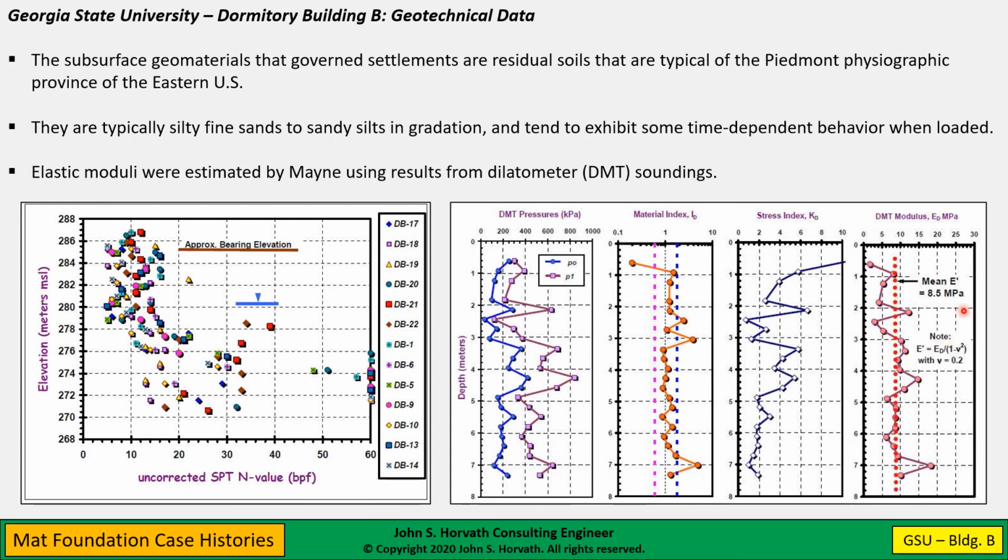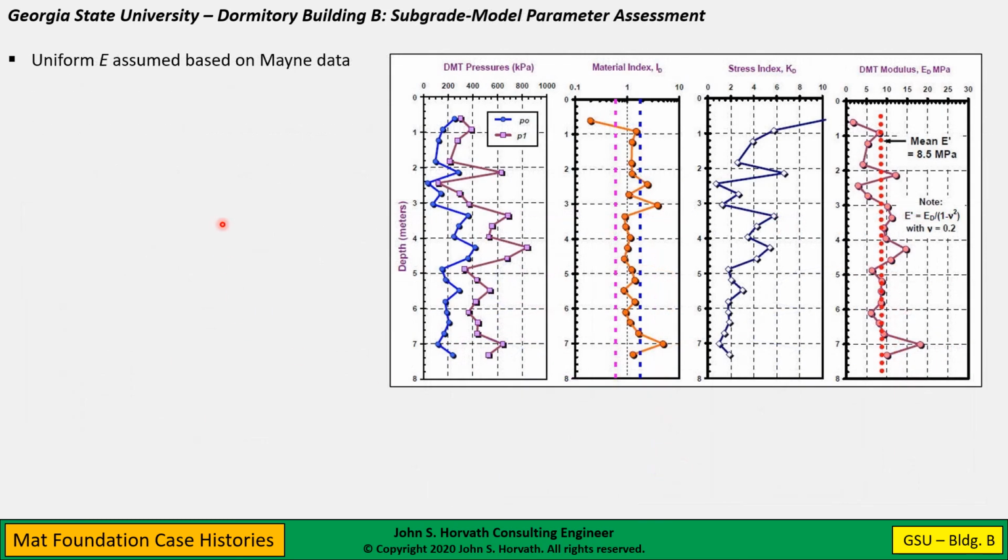The elastic moduli were estimated using dilatometer soundings. The dilatometer works well in this type of material, and you see that Mayne interpreted the dilatometer Young's modulus to be constant with depth. In the analyses that I performed with Horvath-Colasanti about a decade ago, we used this constant Young's modulus so we could compare results with Mayne better.